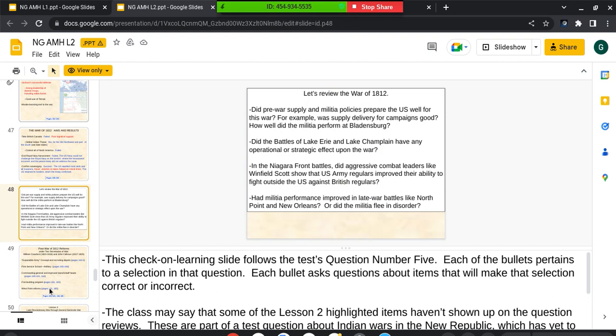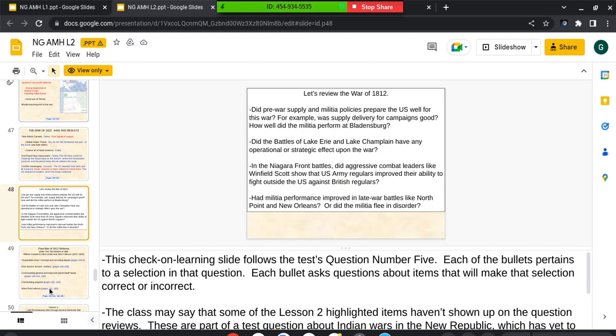Did the battles of Lake Erie and Lake Champlain have any operational or strategic effect upon the war? Yes, they did. The United States Navy beat off the British Navy, and because of that, they had to retreat because lines of communication were disrupted, because there was no more logistical supply to the British, and so that was the strategic effect upon the war whenever they took Lake Erie and Lake Champlain. It also helped to enforce United States sovereignty on their northern border between the United States and British Canada.